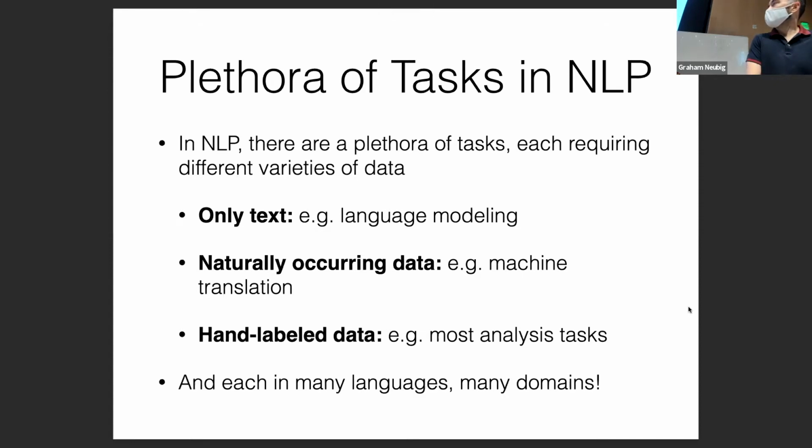And as I kind of alluded to here, we would need to get this data in many languages and also potentially many domains. So if we want to create a question answering system on Wikipedia articles, it might not work so well on something else like biomedical research papers.